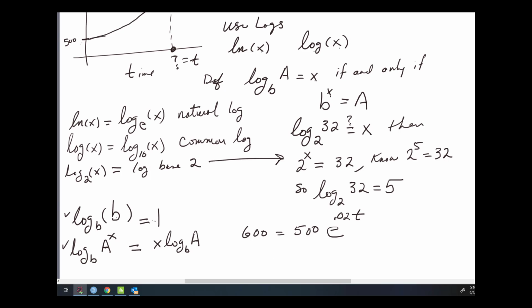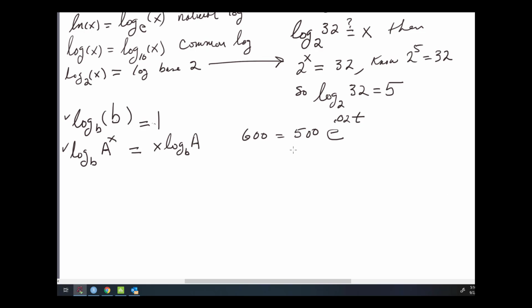Let's just go through the steps. I'm going to scroll just a little bit. I want to solve this for t. So the first thing I'm going to do is clean it up a little bit by getting the thing that holds my t all by itself on the left. How did I do that? I divided both sides by 500. So this would then be 600 over 500, and of course these zeros would cancel out, so this would be 6 over 5.